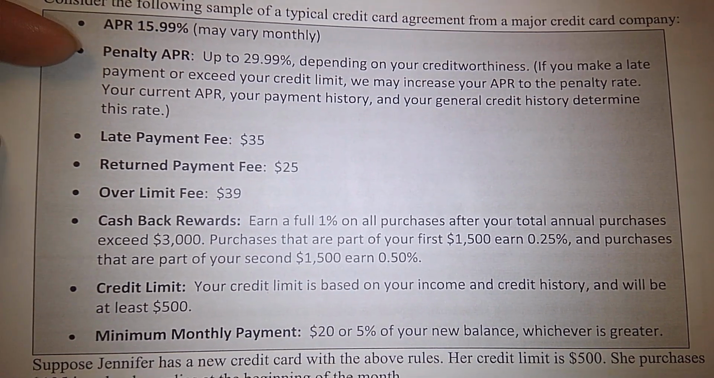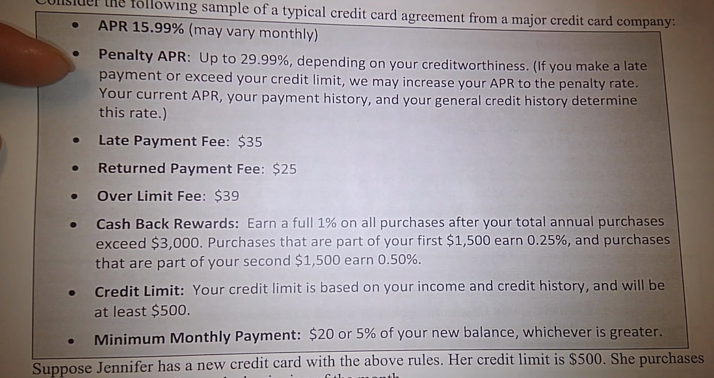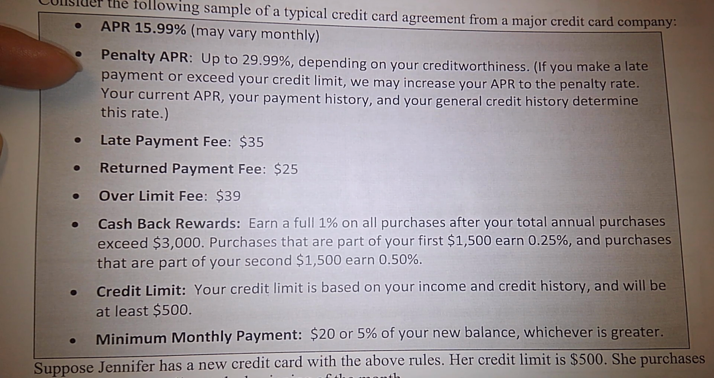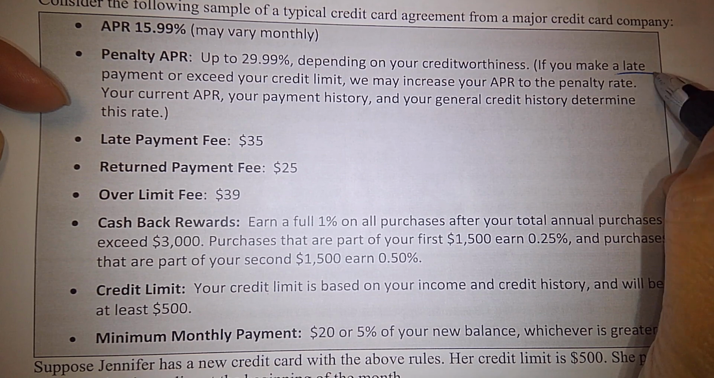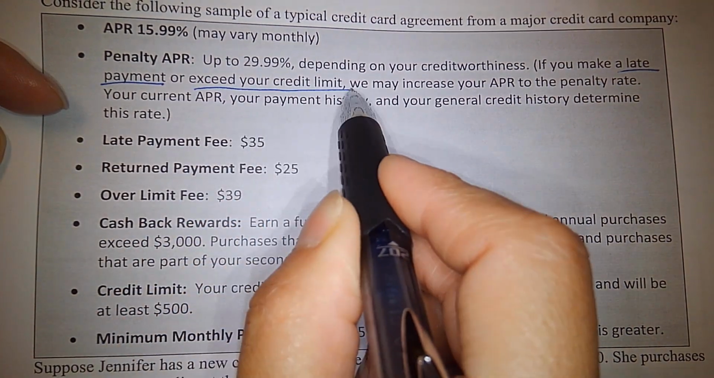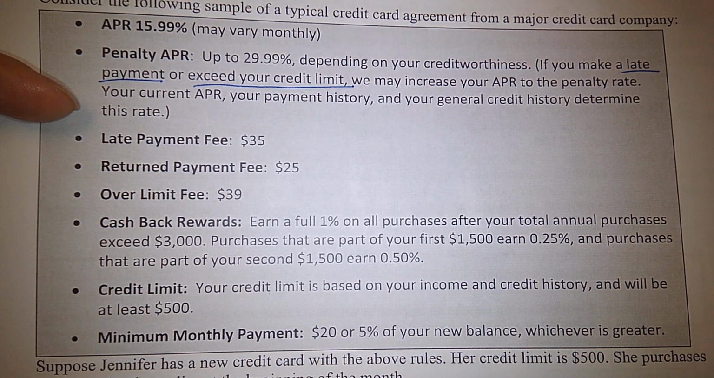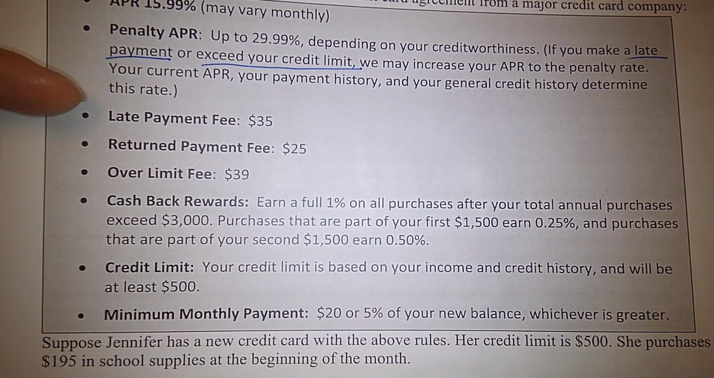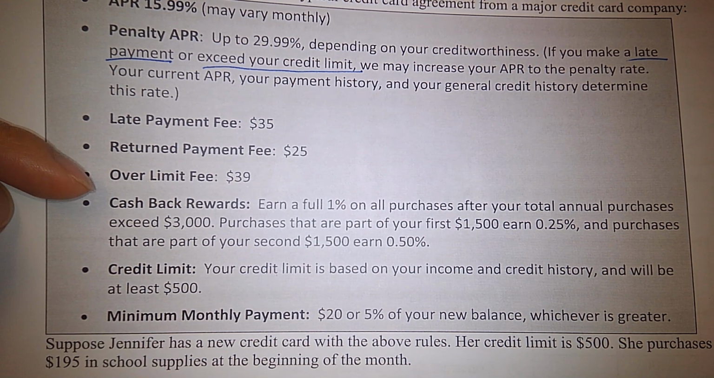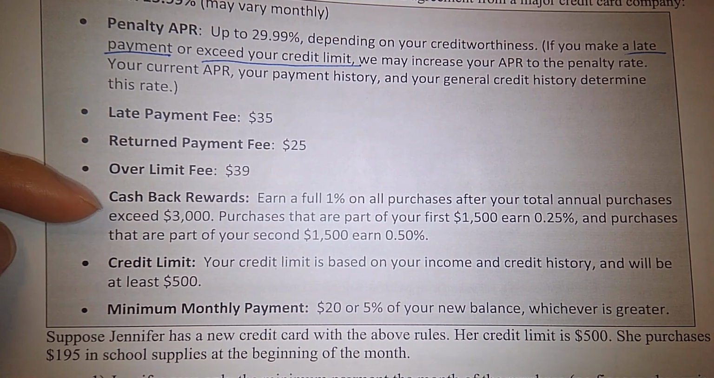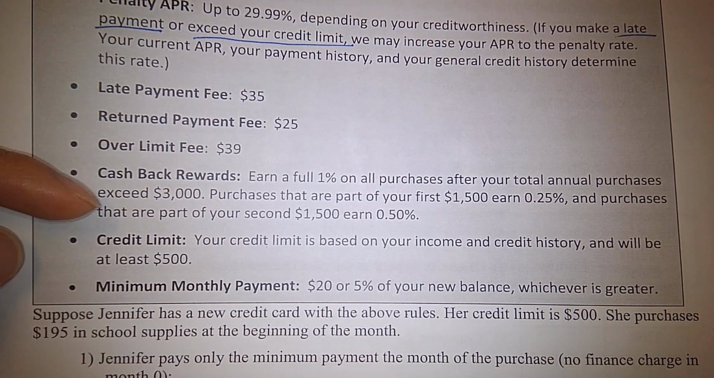The APR 15.99%, may vary monthly. Penalty APR up to 29.99% depending on your creditworthiness. If you make a late payment or exceed your credit limit, we may increase your APR to the penalty rate. Your current APR, your payment history, and your general credit history determine this rate. Late payment fee $35, return payment fee $25, over limit fee $39.